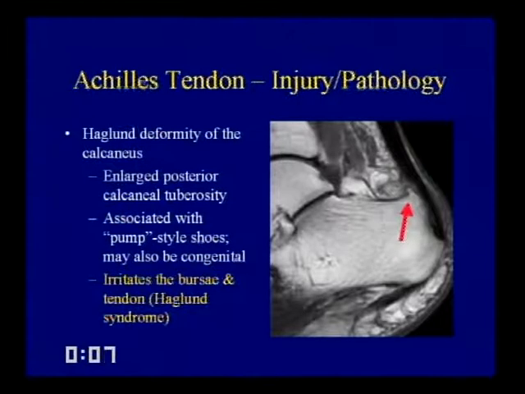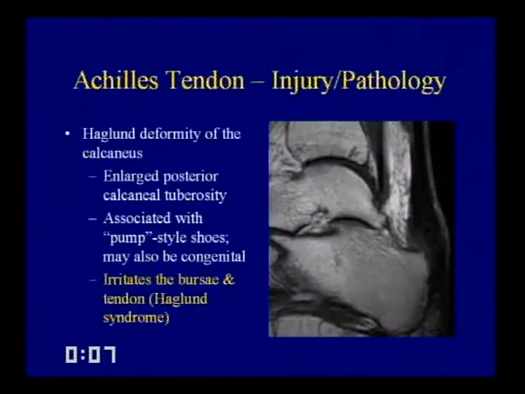It can also be congenital, but what can happen is sort of a vicious cycle. It can irritate the bursa in the tendon, cause an insertional tendinopathy, and this in turn can cause more bony proliferation and lead to this vicious cycle of Haglund's syndrome.